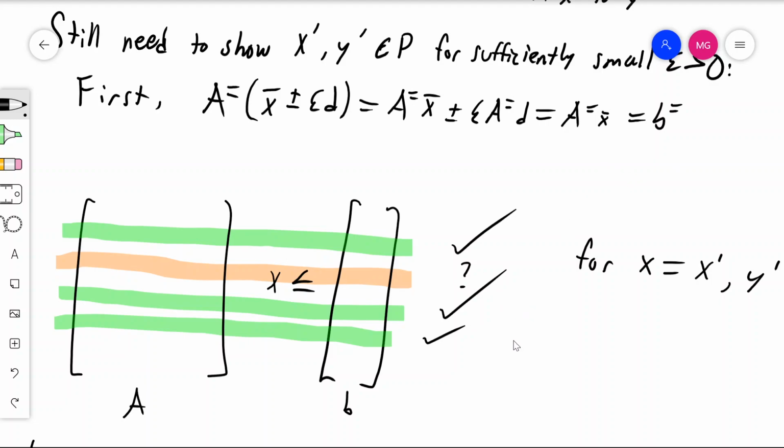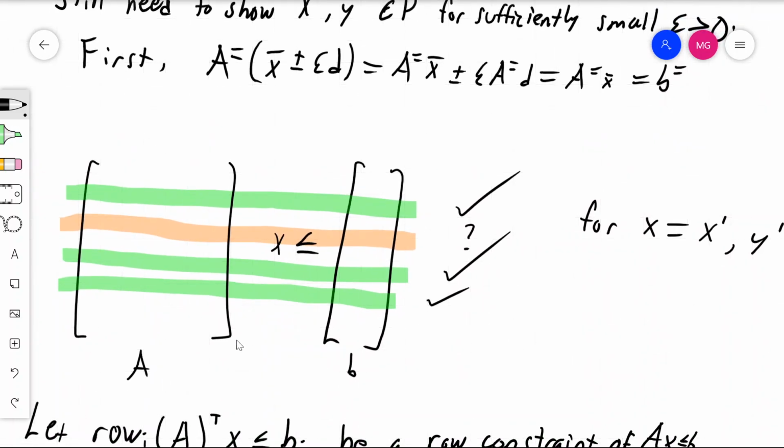So here's my little picture in an attempt at what we're going for here. The overall system is Ax less than or equal to b, right? And the green highlighted ones are supposed to be the ones that are tight for x bar. What we just showed is that for those particular constraints, x prime and y prime both satisfy all those tight constraints, because A equality times x prime and y prime equals b equality. So it's less than or equal to specifically, or more generally, I guess. So all those constraints, the ones that were tight for x bar, we've satisfied for x prime and y prime.